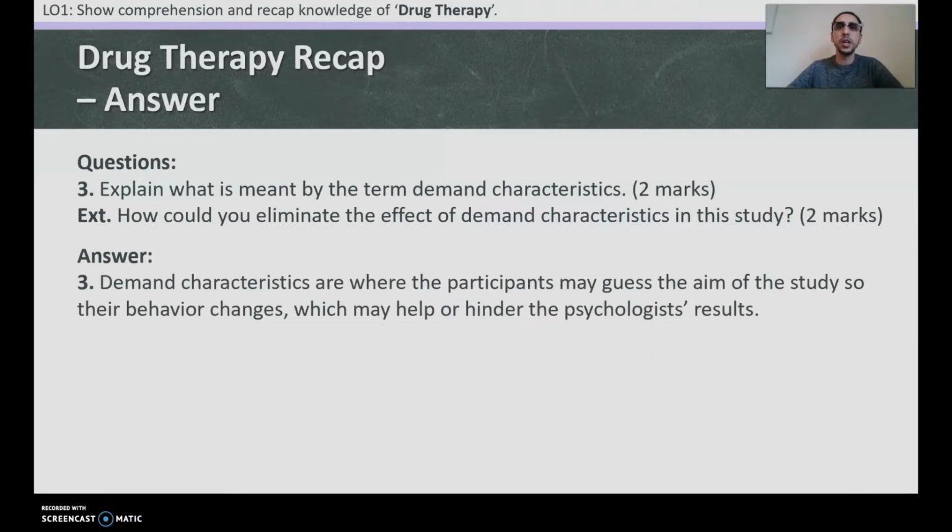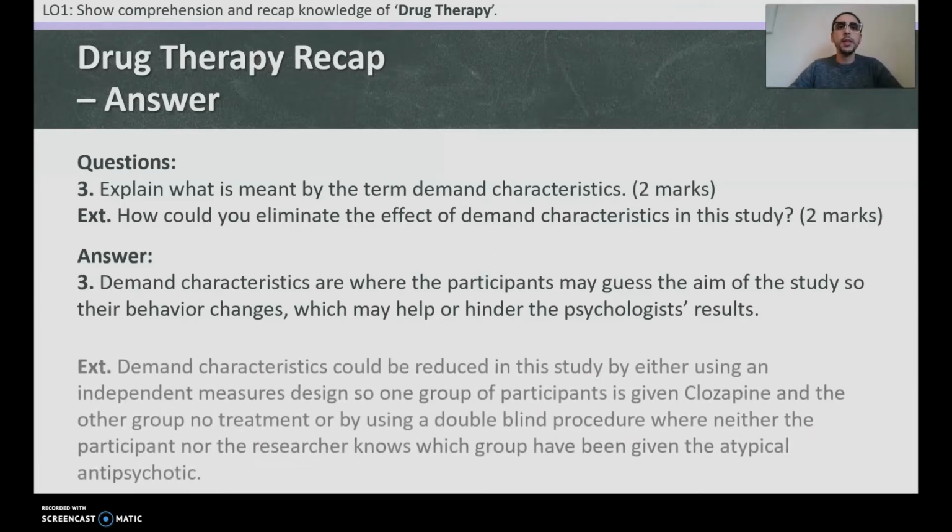Demand characteristics are where the participants may guess the aim of the study, so their behavior changes, which may help or hinder the psychologist's results. Yes, right? It is changing your behavior in any way that isn't the way you would normally act. It might be in a way that they think the psychologist or researcher wants them to act, or they might do the opposite. They might act in a way that they think the psychologist doesn't want them to act. Either way, they're not acting themselves. They're not acting naturally. And then extension.